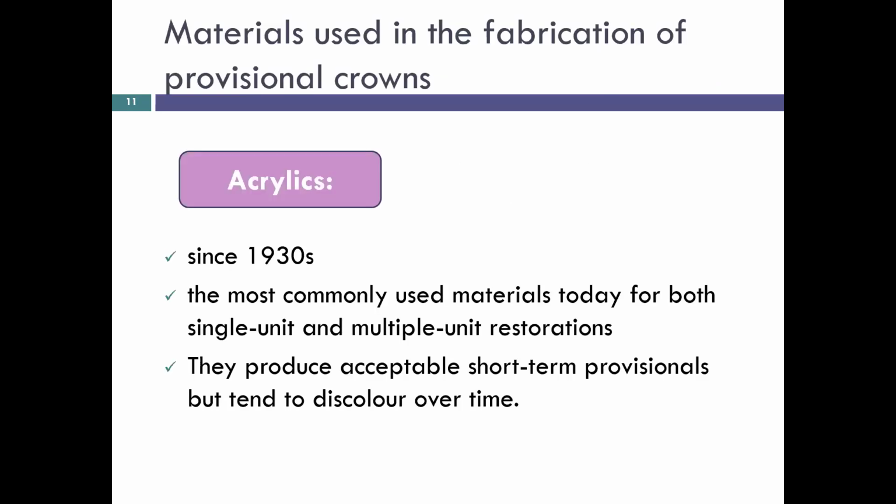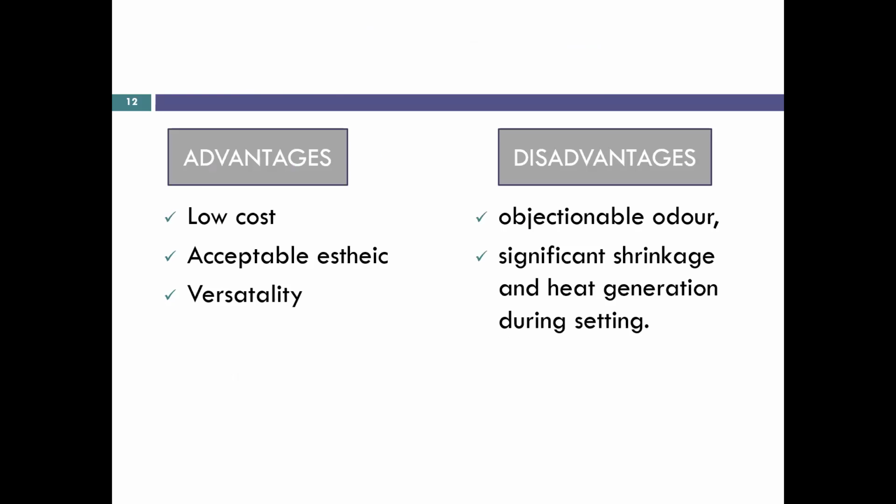Now the last classification is based on the material used in the fabrication of provisional crowns. There are several materials which can be used. First one is acrylic. Acrylics have been used since the 1930s. They are the most commonly used material today for both single unit and multiple unit restorations. They produce acceptable short-term provisionals but tend to discolor over time. Advantages are low cost, acceptable aesthetics and versatility. Disadvantages are objectionable odor, significant shrinkage, and heat generation during setting.